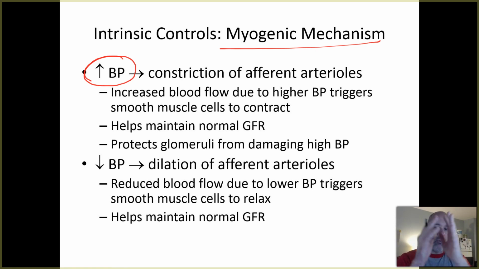So if you think about it, if the walls of the afferent arterioles are expanding, that's going to increase blood flow into the glomeruli. So the smooth muscle cells that are located in the walls of the afferent arteriole will naturally contract and constrict the afferent arteriole. And what that's going to do is lower the blood flow into the glomerulus, and that will lower the glomerular filtration rate.